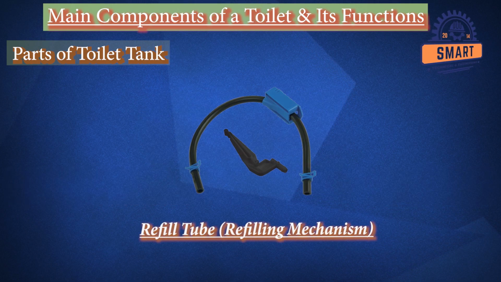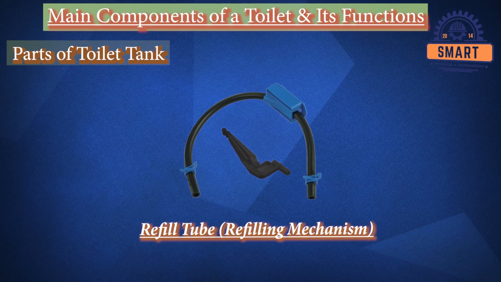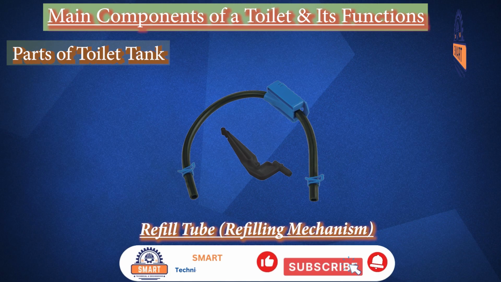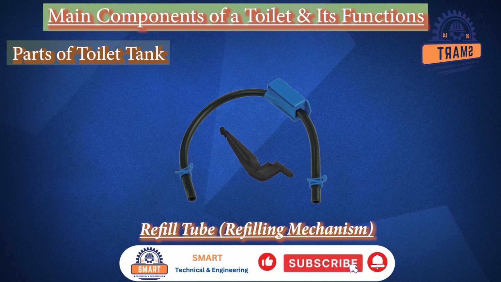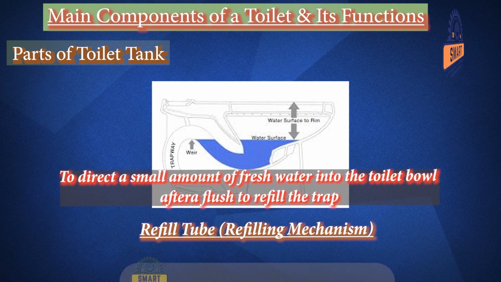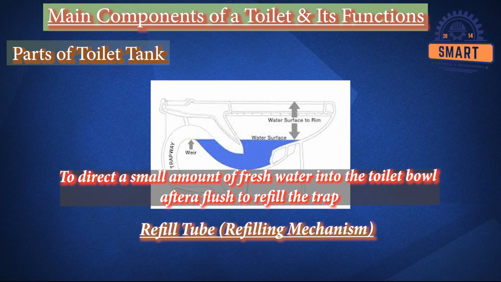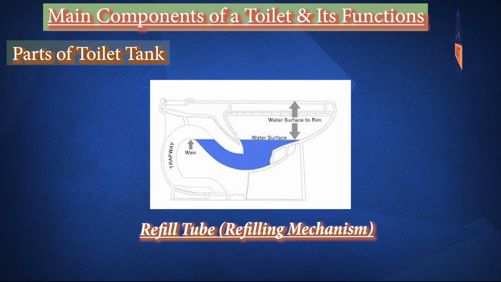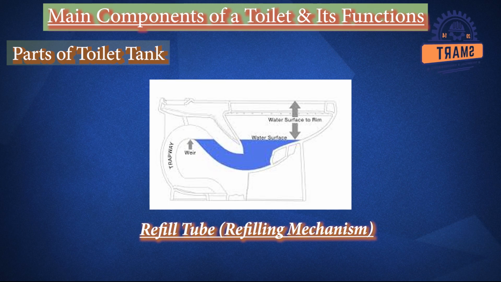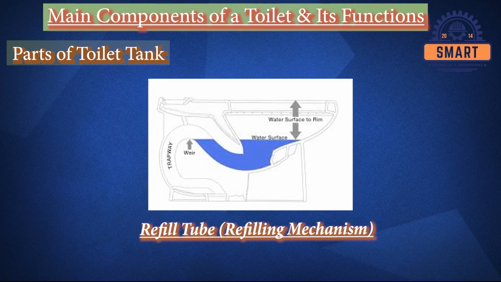Refill tube. The refill tube of the toilet tank is a small rubber hose that connects the fill valve, the part that brings water into the tank, to the overflow tube, a vertical pipe in the tank. Its purpose is to direct a small amount of fresh water into the toilet bowl after a flush to refill the swan neck, or trap, ensuring the bowl is rinsed and prepared for the next flush, while the rest of the water refills the tank itself.